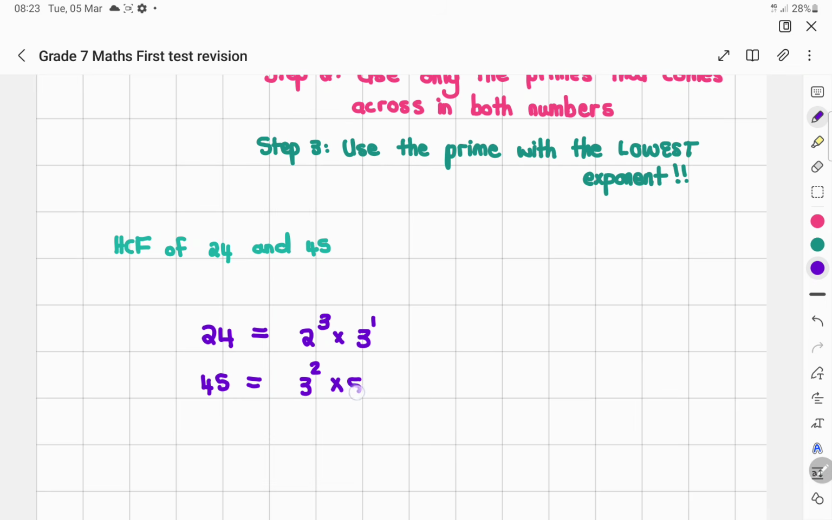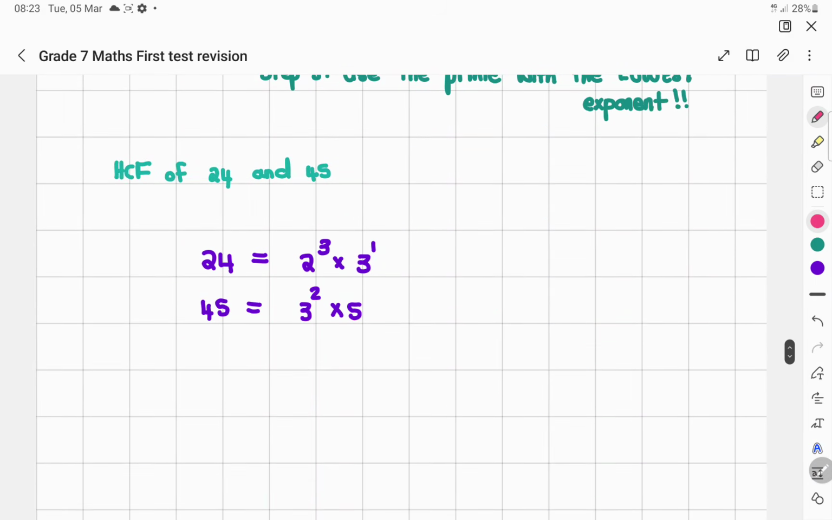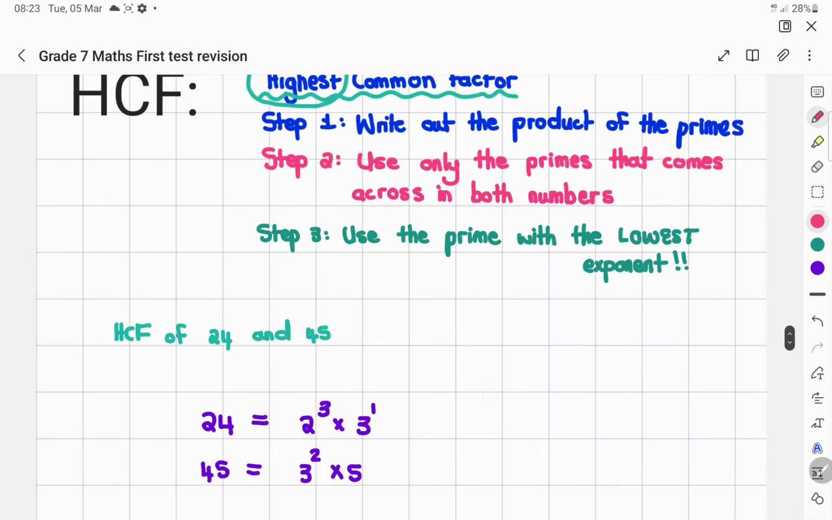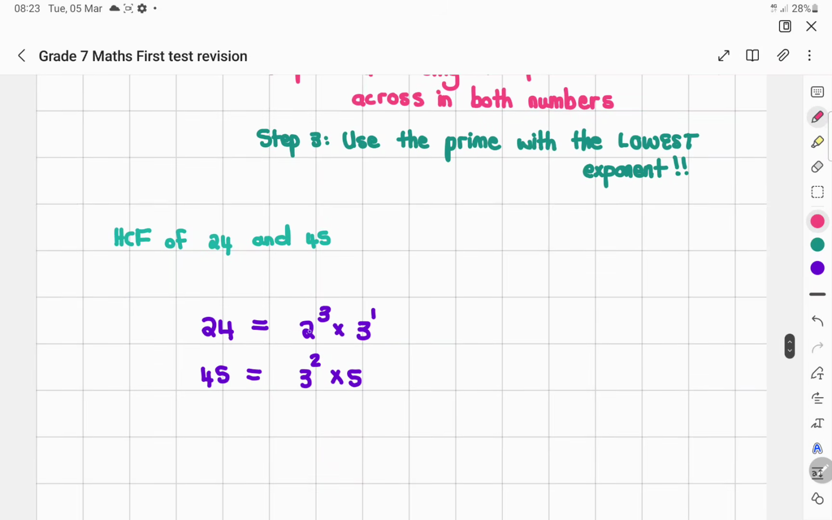Oh, sorry, not minus 5, times by 5. Sorry, 3 squared times by 5. Now we are only allowed to use only the primes that come across in both numbers. So can you see a 2? There's no other 2 here. There's a 3 and there's a 3. So the only number that comes across in both prime bases is a 3 squared and a 3.